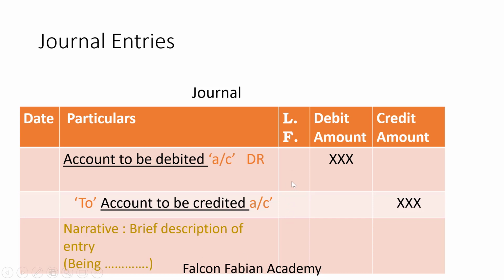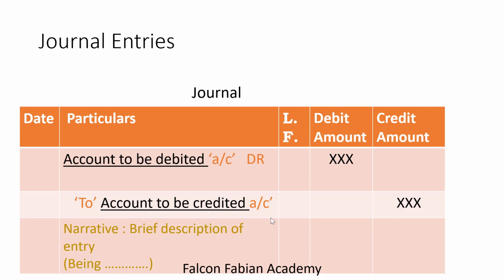This is the ledger folio column, and in this column we write the page number where the entry would be made in the ledger. In your questions, because you're just learning how to record the entries, we are going to leave this ledger folio column blank. So account to be debited first, and then in the debit amount column you write the amount of this entry, then account to be credited and the amount to be credited in the credit amount column, and then the narrative.